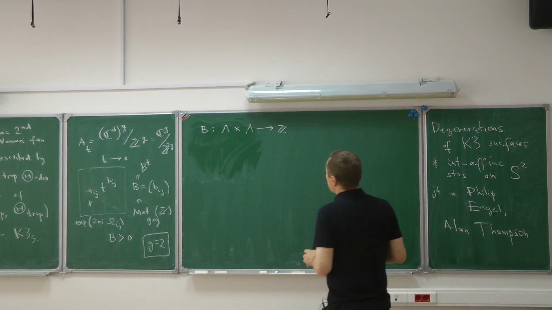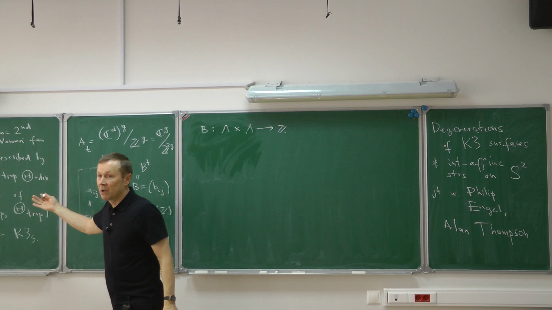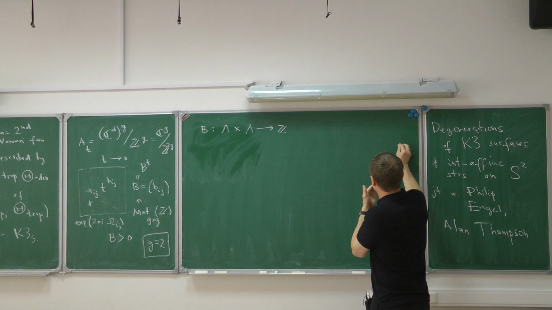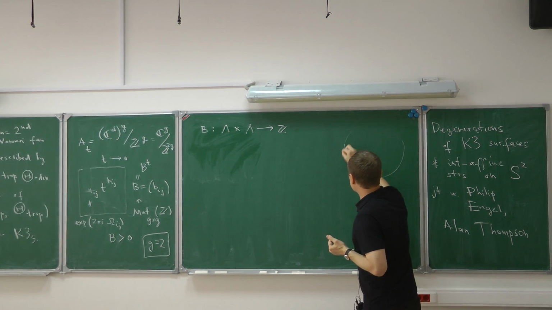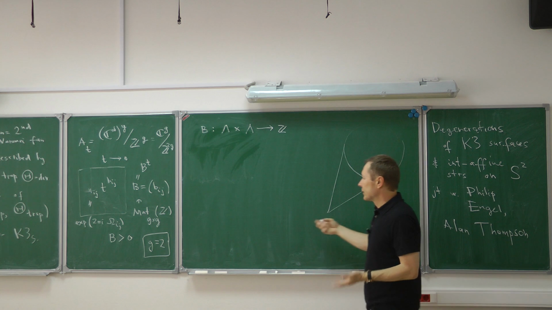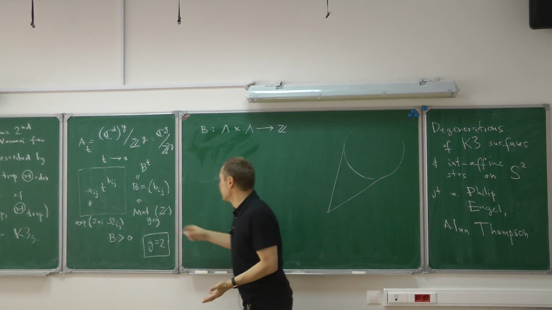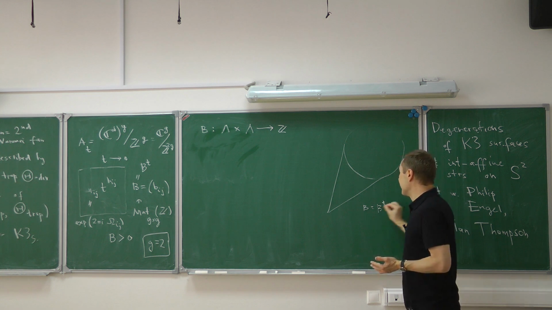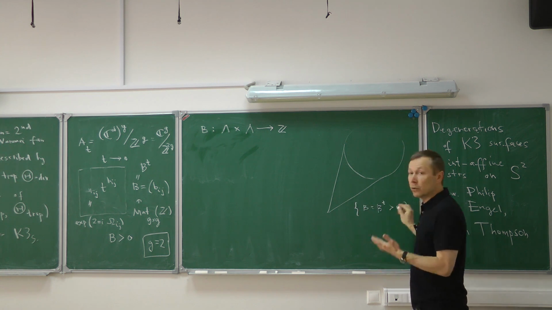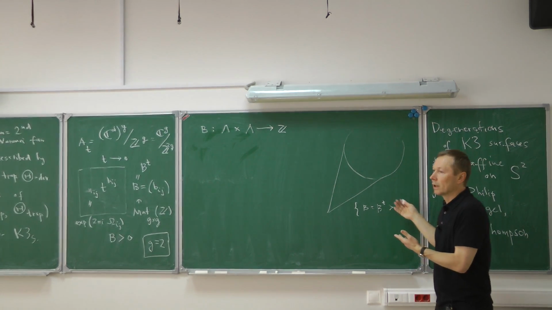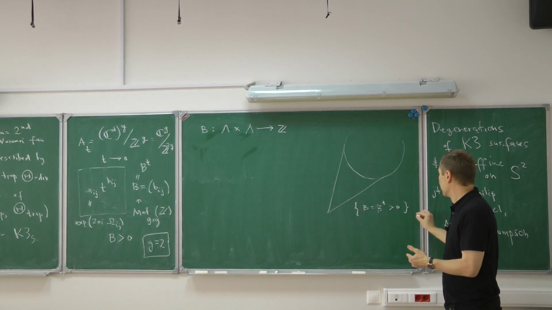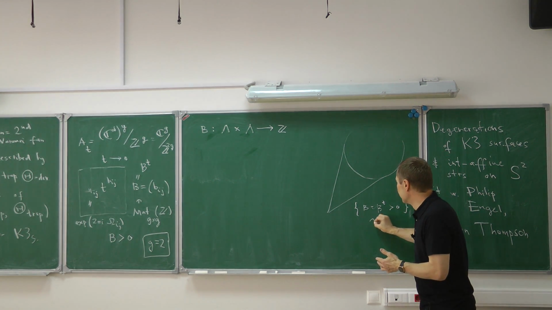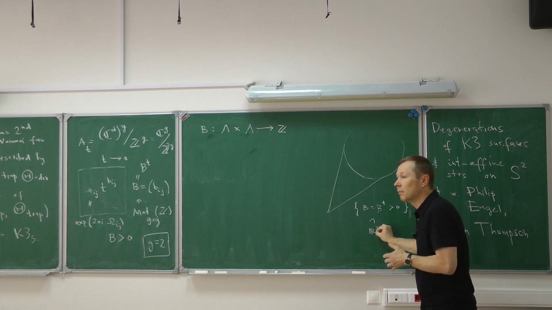And now there is some fan here. So what is the support of this fan? Where does this fan live? It lives in the space of such matrices B, which are symmetric and positive definite and integral valued. So that's a three-dimensional space, so this lives in R3.